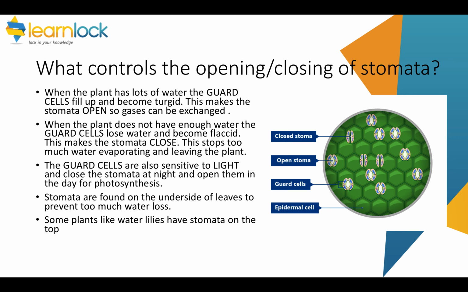The guard cells are also sensitive to light, so they open in the day and close at night for photosynthesis. Stomata are found underneath the bottom of the leaf. There are some leaves that have them at the top, for example lily pads, because their bottom is on the water.